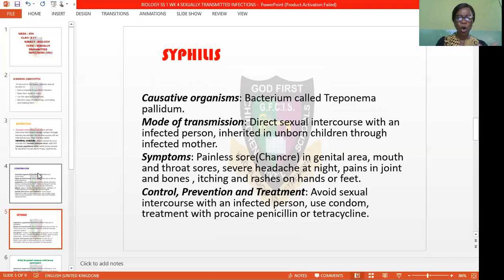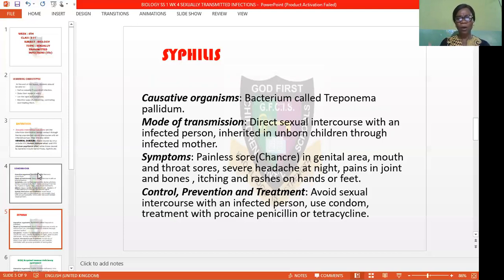How do we control, prevent, and treat syphilis? One, avoid sexual partner with an infected person. Use condom and treat with penicillin and tetracycline.